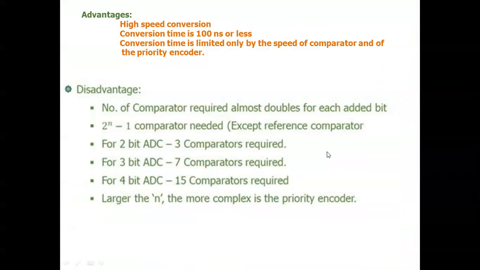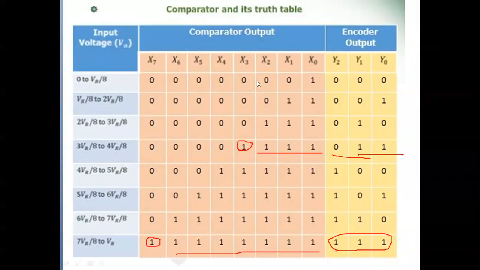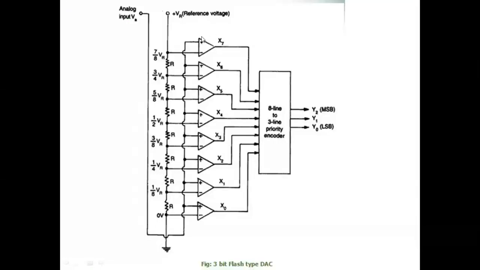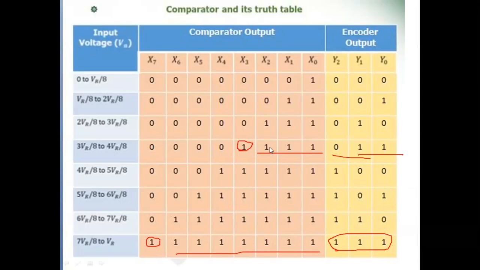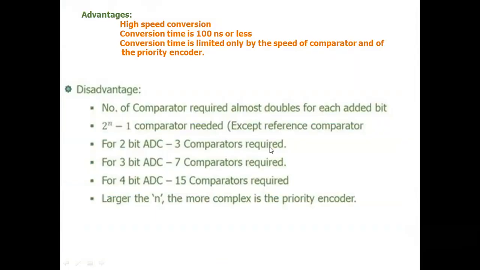Coming to the advantages, high speed conversion, with conversion time in the order of 100 nanoseconds or less. The conversion time is limited by two components: first the comparator, and then the 8 to 3 encoder.